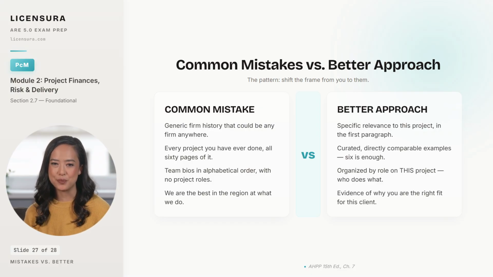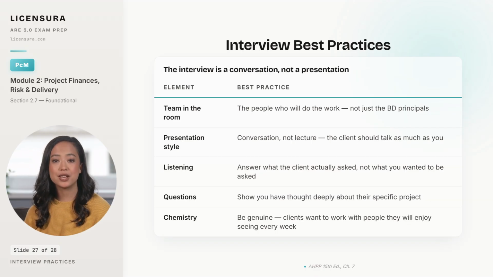Every sentence in the proposal should pass one test. Would the client care? Firms that fail that test lose proposals month after month and risk bankruptcy when the pipeline dries up. If the proposal earns you the interview, that is where the real selling happens. 5 elements that separate winning interviews from losing ones.